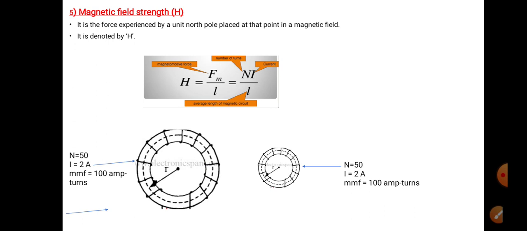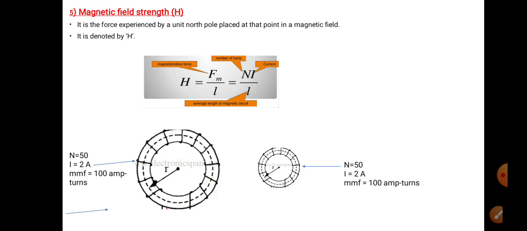And here we can put Ni, that is, the magnetomotive force is the number of turns times current, divided by L, the average length of the magnetic circuit. So when the magnetic field strength is larger, the average length of the magnetic circuit is less. From this diagram, two conductors are there.